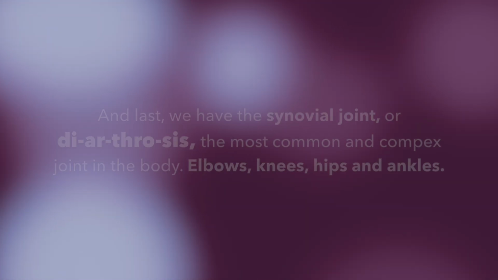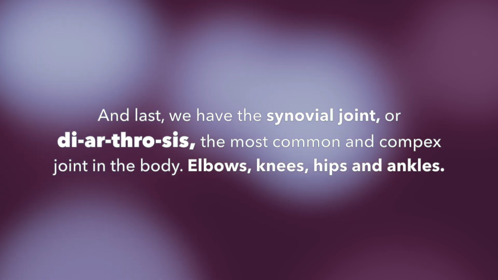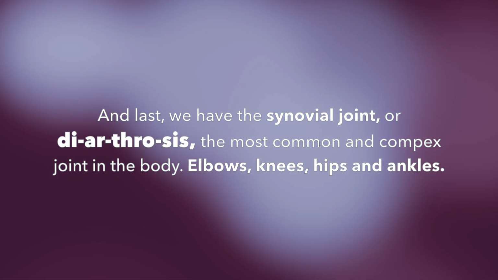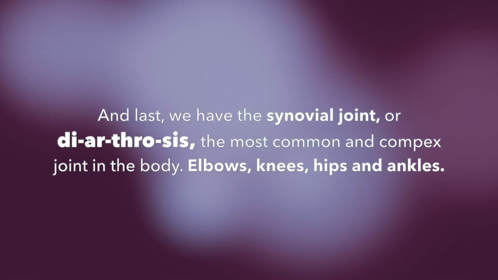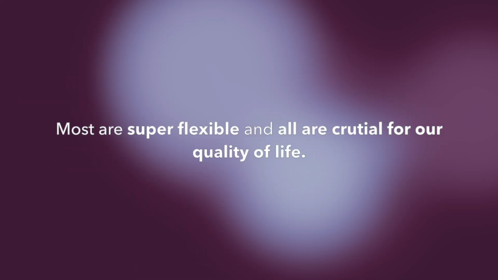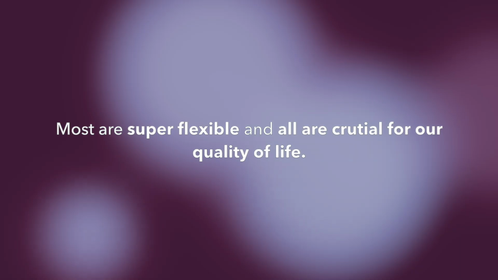Synovial joint. Last, we have the synovial joint, or diarthrosis, the most common and complex joint in the body. Elbows, knees, hips, and ankles. Most are super flexible, and all are crucial for our quality of life.